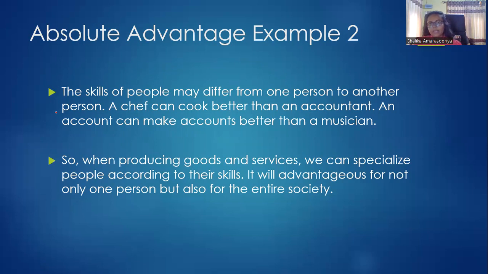This is a simple example of people using absolute advantage in real life. Because my skills are different from your skills, and your skills are different from my skills, the skills of people differ from one person to another. A chef can cook better than an accountant. An accountant can make accounts better than a musician. So, when producing goods and services, we can specialize people according to their skills. It will be advantageous not only for the one person but also for the entire society.